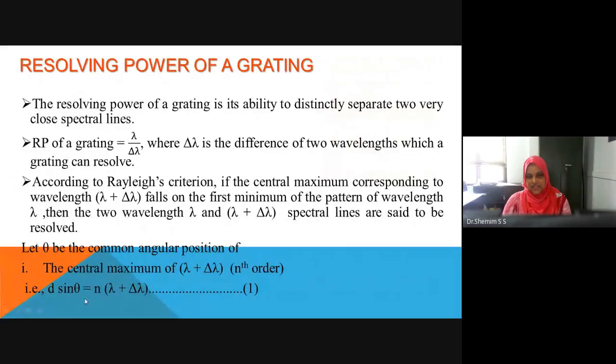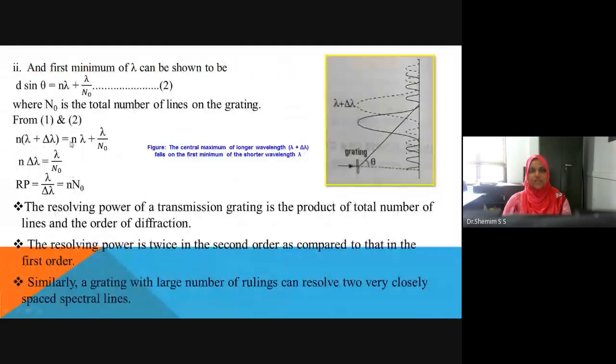That is, d sine theta equal to n into lambda plus delta lambda is equation number 1. We can compare it with equation number 2, that is d sine theta equal to n lambda plus lambda by N0. On comparing these two, we can write n into lambda plus delta lambda equal to n lambda plus lambda by N0, equating equations 1 and 2. Now here we have an n lambda term: n lambda plus n into delta lambda equal to n lambda plus lambda by N0.